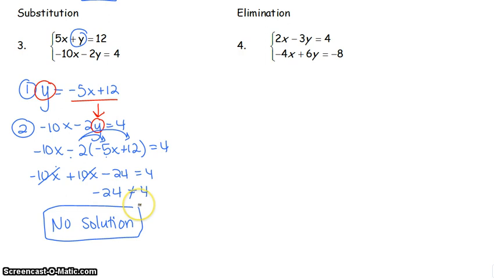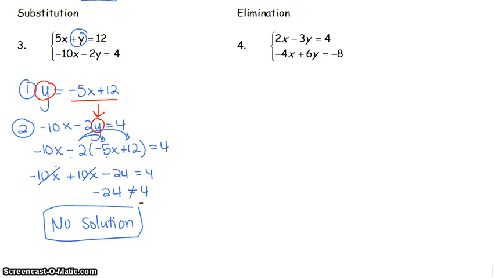Which means if you put together what we did yesterday, when you have no solution, that means that our two lines in our system must be parallel lines. So they may not look like it, but if I were to solve both of these equations for y, they would have the same slope, different y-intercepts. So we have no solution when our variables cancel out and we have an untrue statement left.